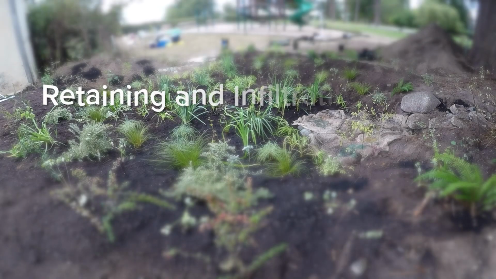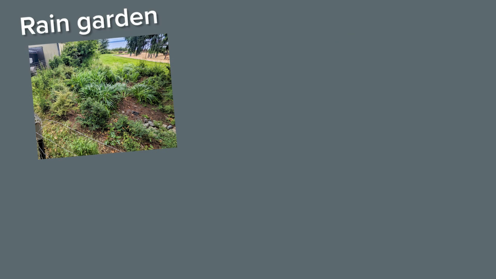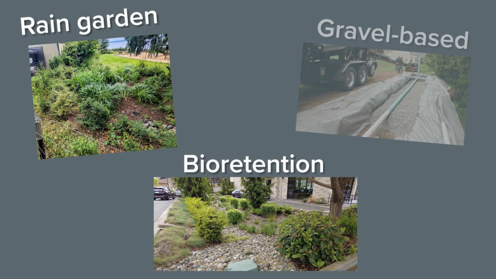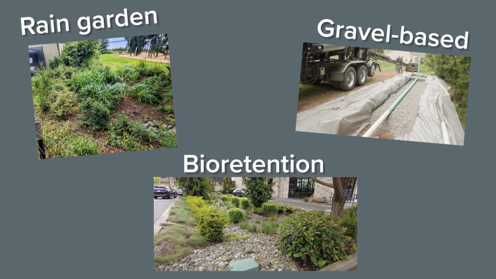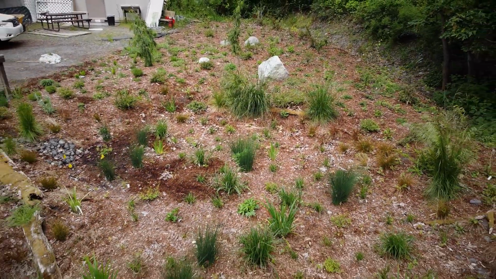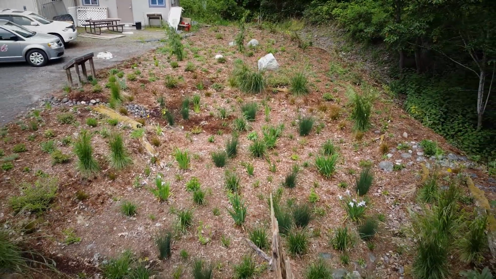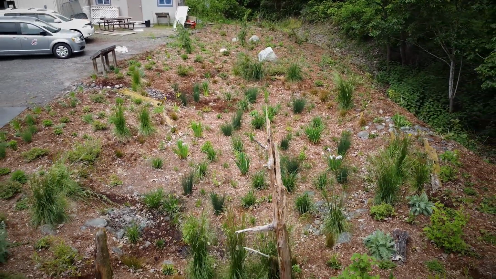Let's start by talking about solutions that capture and infiltrate rainwater. Rain gardens, bioretention systems, and gravel-based systems. These options reduce flooding and erosion and remove harmful contaminants from stormwater. They are designed with flat bottom areas to allow for uniform infiltration.